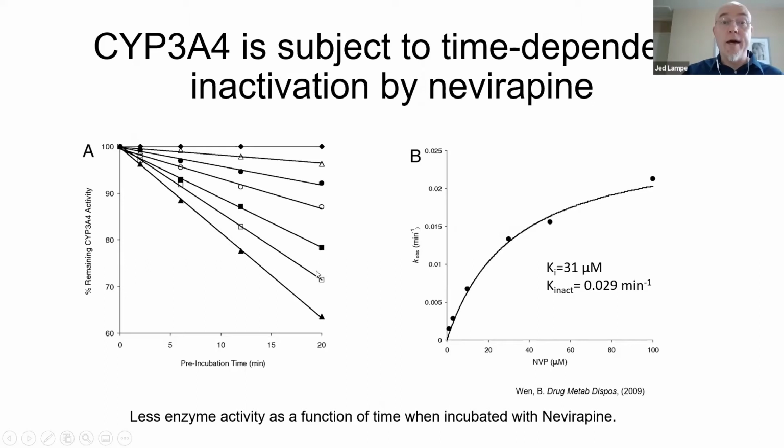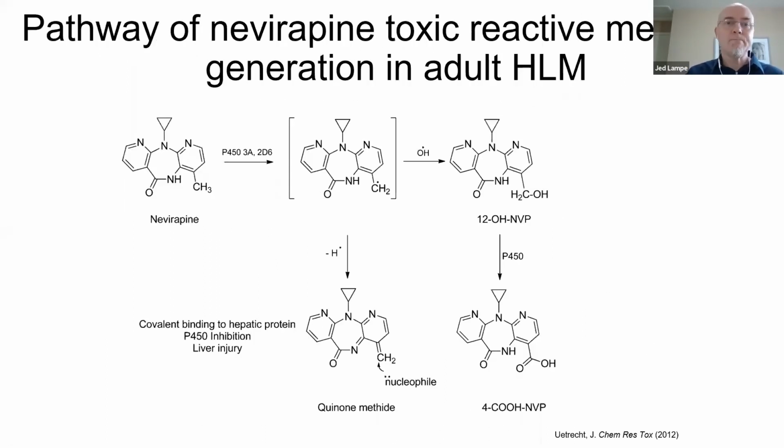You can also take the slopes and fit them to a binding isotherm and retrieve your Ki of, in this case, 31 micromolar and Kinact of 0.029 per minute. So there's less enzyme activity as a function of time when you incubate with nevirapine, suggesting you have production of reactive metabolites inhibiting the enzyme.